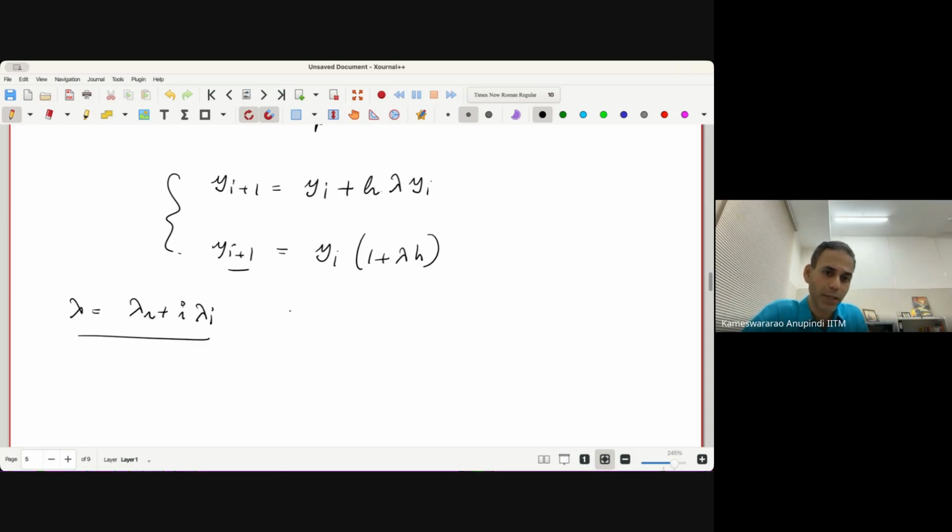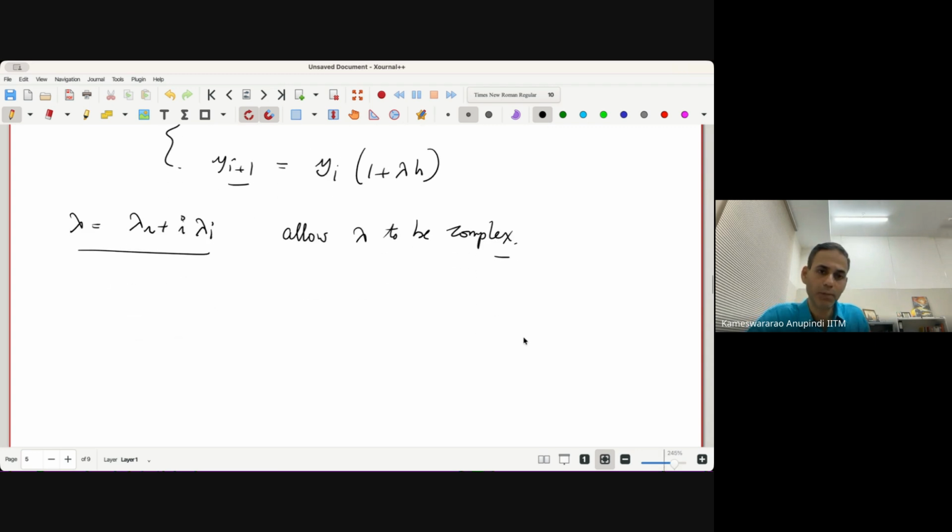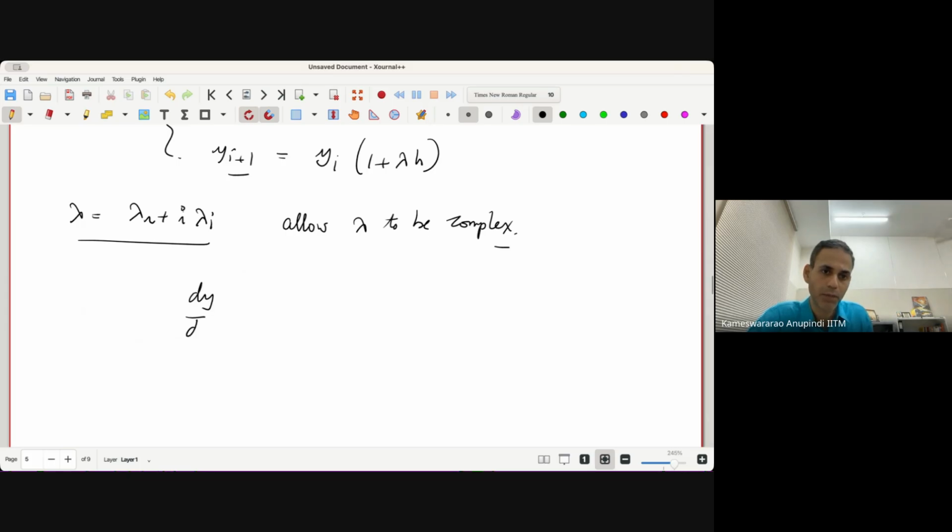So we can actually allow lambda to be complex. What does it mean? If lambda is complex, what we have is dy dt equals lambda y. We said the exact analytical solution to this problem is y equals c e to the power lambda t, right?